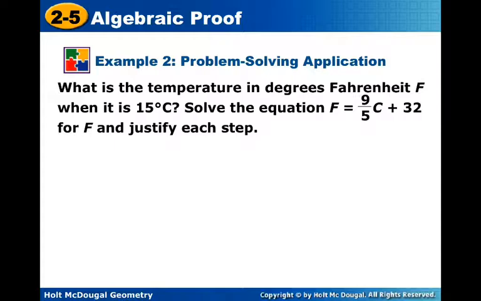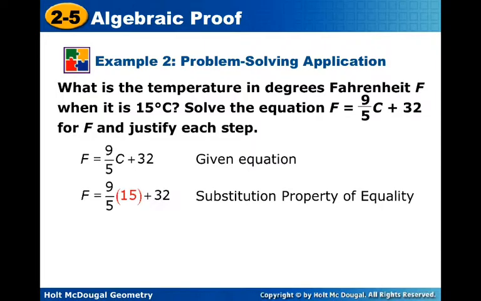Alright, here's another example. What is the temperature in degrees Fahrenheit when it is 15 degrees Celsius? It says solve that equation for F and justify each step. Okay, so obviously our first step is to write down the given. So we're going to write down our given equation. And we also know that it is 15 degrees Celsius. So in place of C, we're going to write 15. So that is our substitution property.